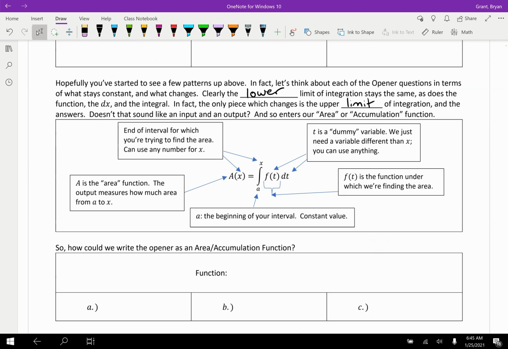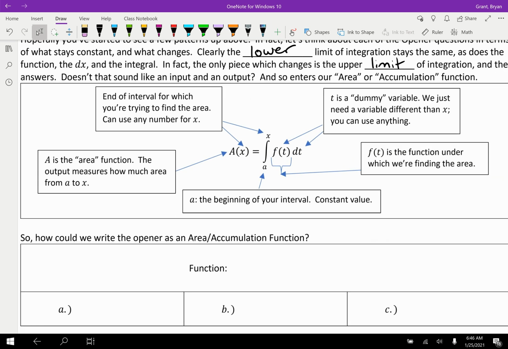We are also going to introduce a different variable, and we're going to try and explain why that happens. So let's analyze our area or accumulation function. We'll start from left to right. A is going to stand in for the area function. Okay, typical capital A. You can use any variable you want. You could call it f of x if you wanted, though that gets a little confusing as you're about to see. And this output is going to measure how much area accumulates from a to x.